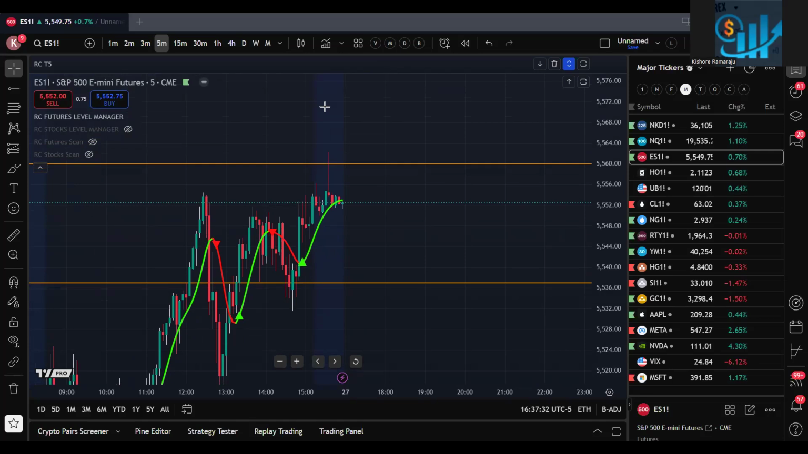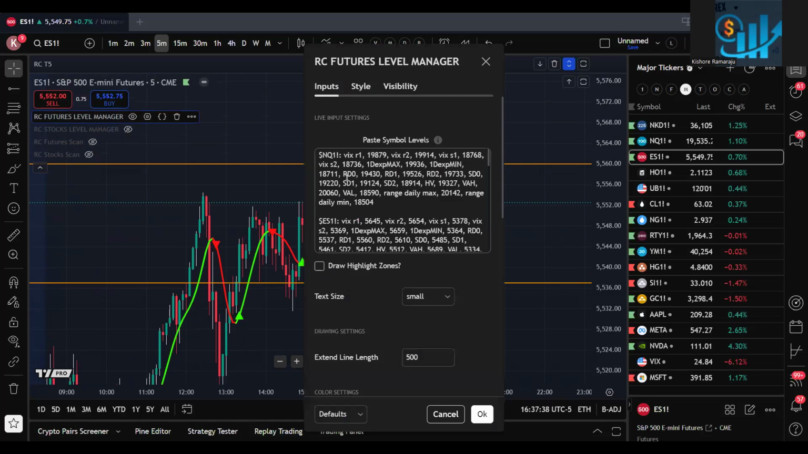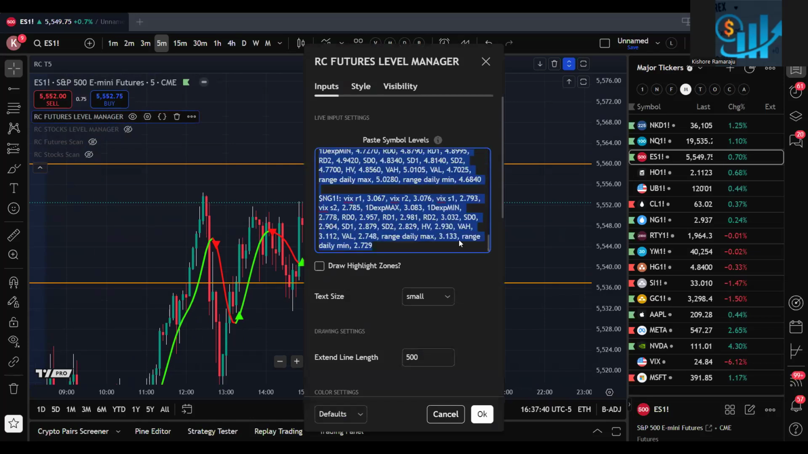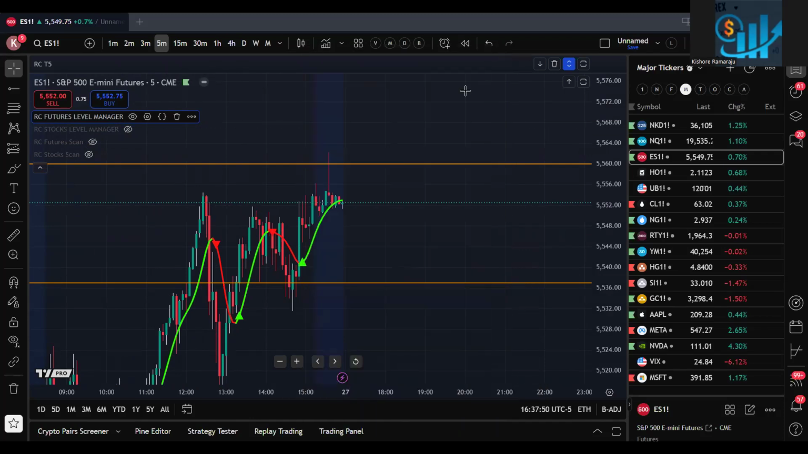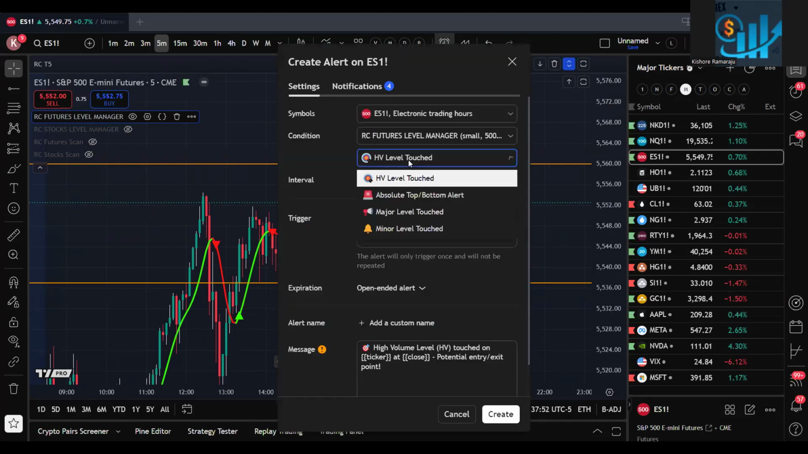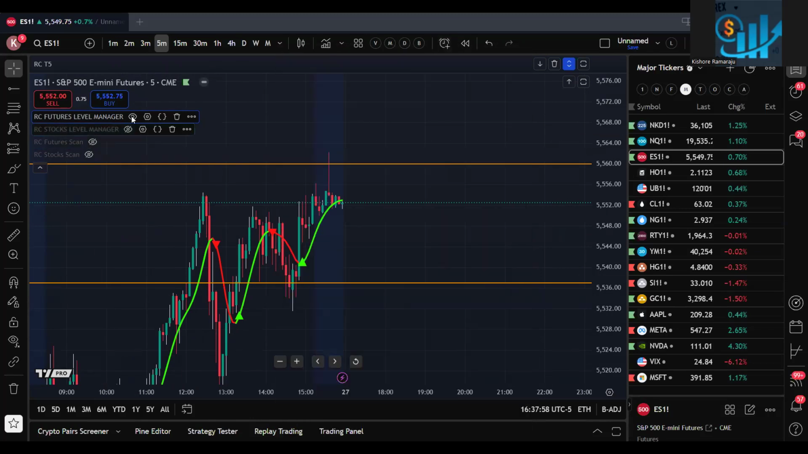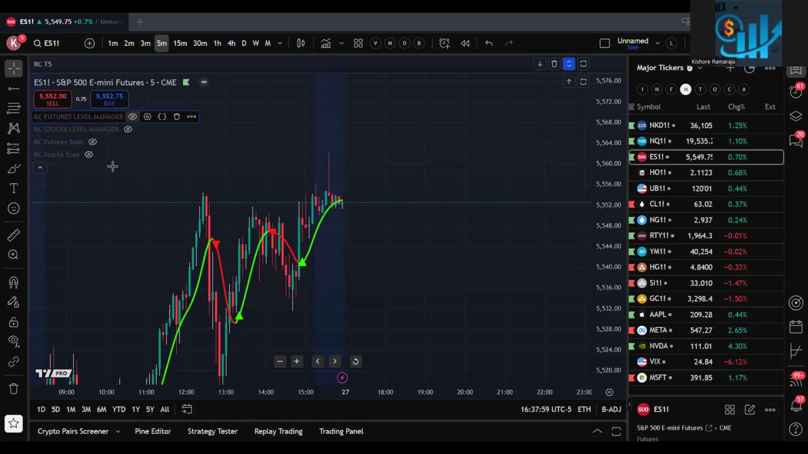As I mentioned, you can create alerts on this one on the Futures Levels Manager. When you copy paste, you can put alerts whenever price goes to the magnetic level or to the resistance levels or support levels. You can create the alert. You can create the notifications: absolute top, bottom, major level, minor level. You can create notifications on these ones.